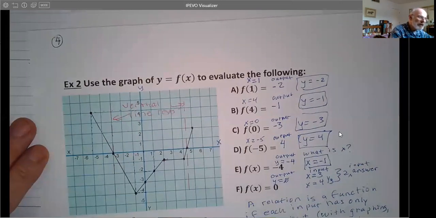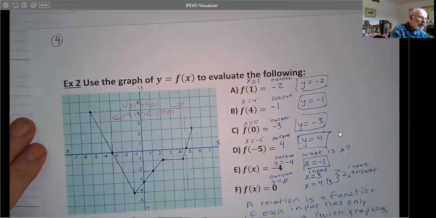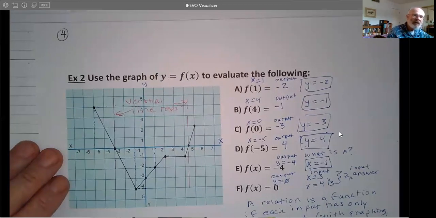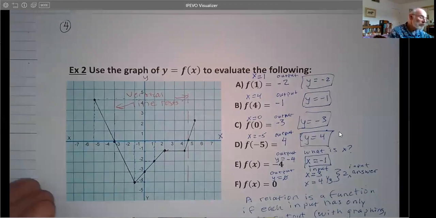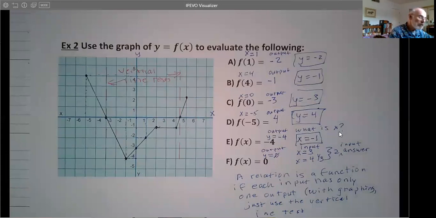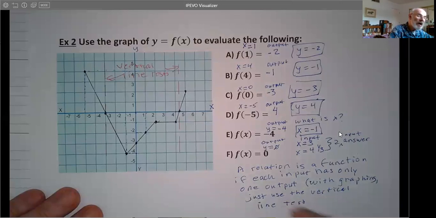It's okay to have more than one input for any given output. That's okay. You still have a function because of the vertical line test and because of what we've been saying, only one output for each input. Okay. All right, so that's basically it.